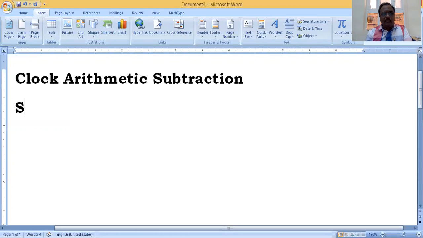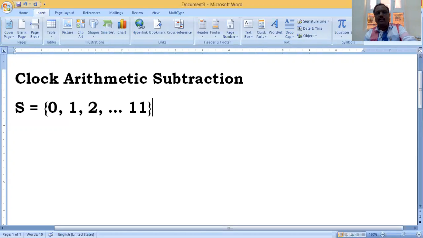In our clock arithmetic system, we have numbers starting from 0, 1, 2, and up to 11. I am going to find the inverse of each number or each element. What is the meaning of inverse?